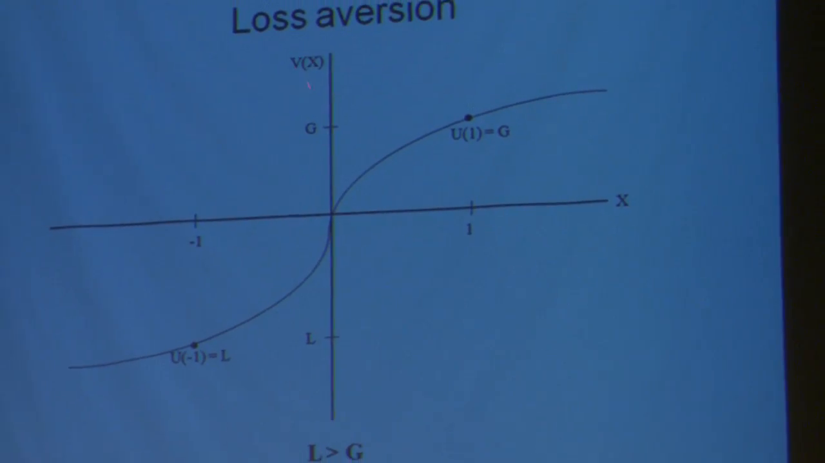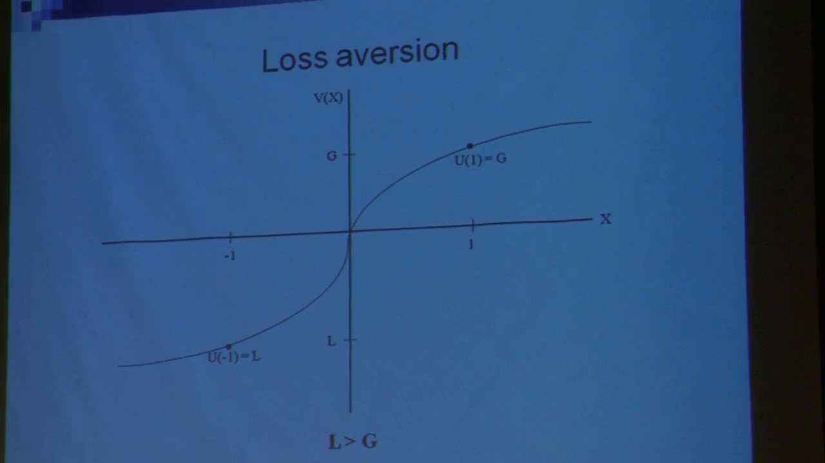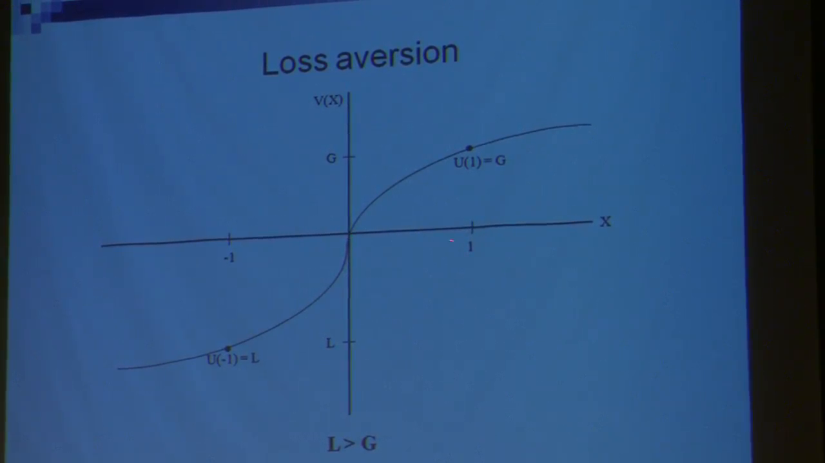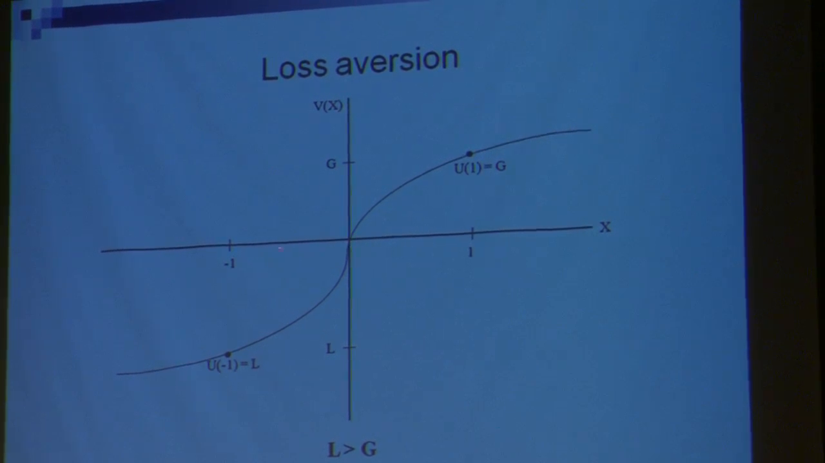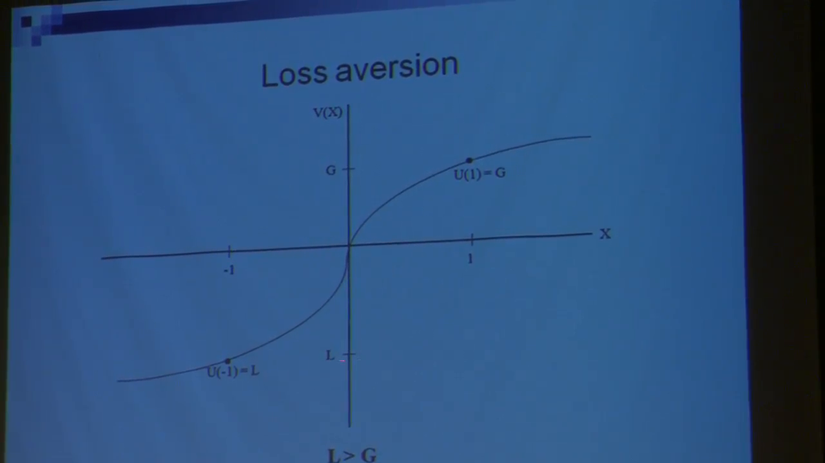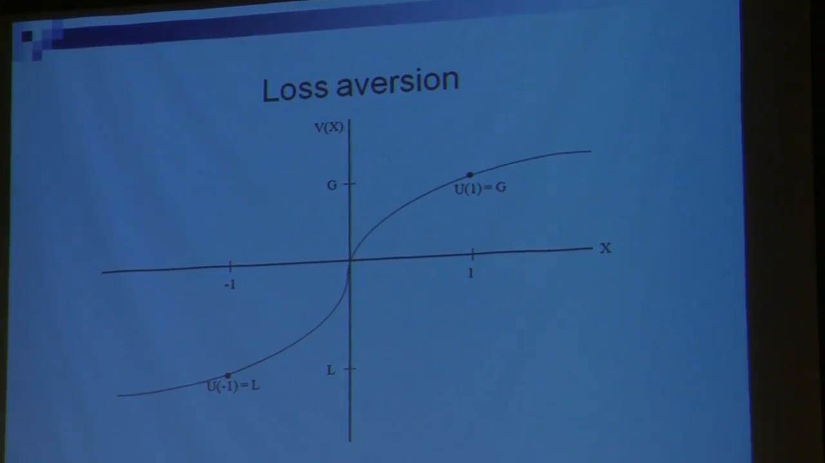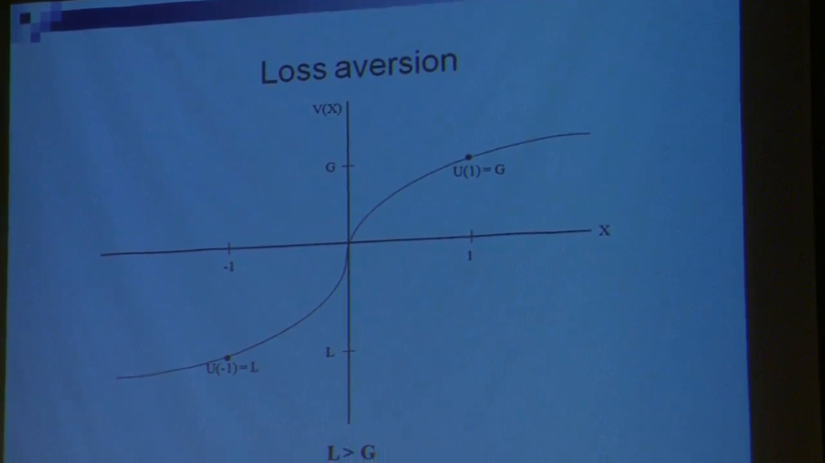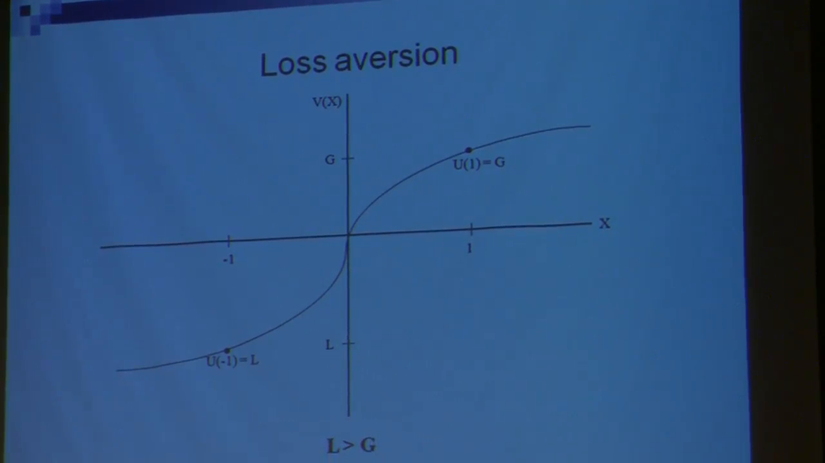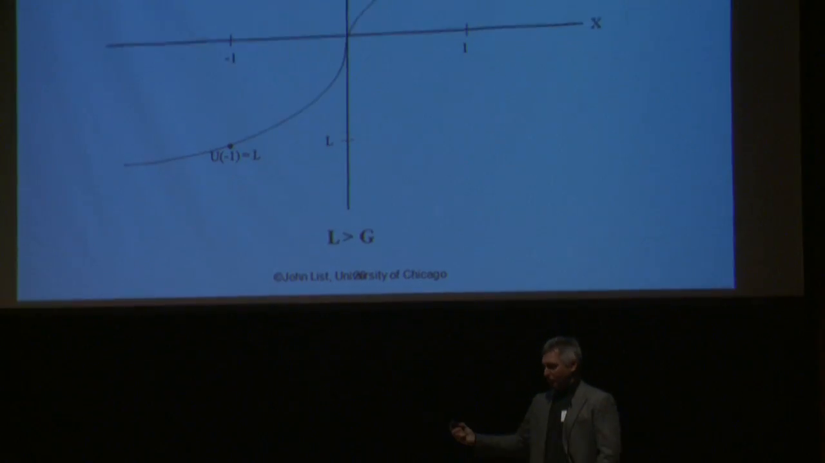What I have here is a value function. This is your status quo right here, so this is where you start. If we move you up 1 unit, this is the gain. Or if we move you down 1 unit, this is the loss. It's concave in gain space, convex in loss space. That leads to losses being more acutely felt compared to comparable gains. That's all loss aversion is: losses hurt you more than comparable gains help you.